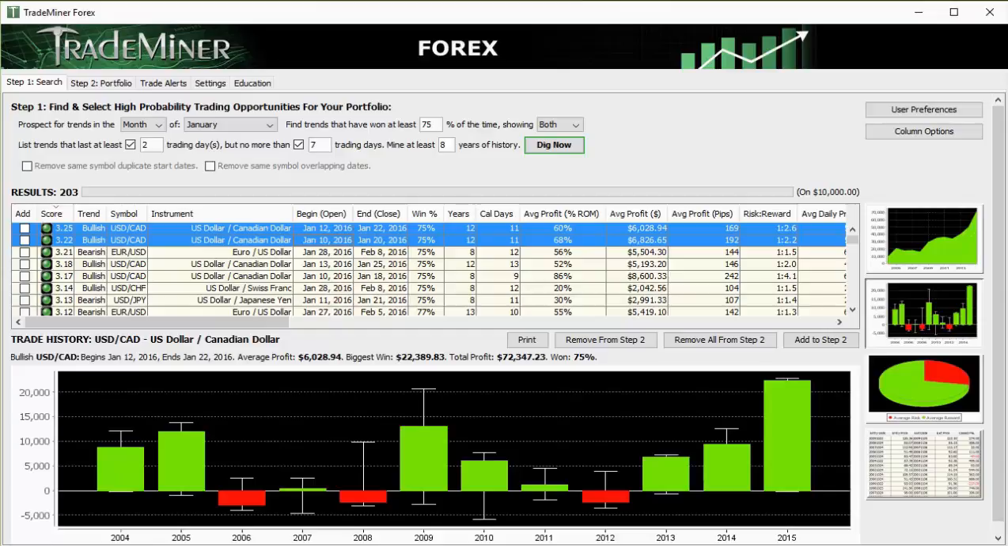The great thing about day trading with TradeMiner is that it can help give you that additional confidence you're looking for when making a trade. And that's how we use TradeMiner when day trading.